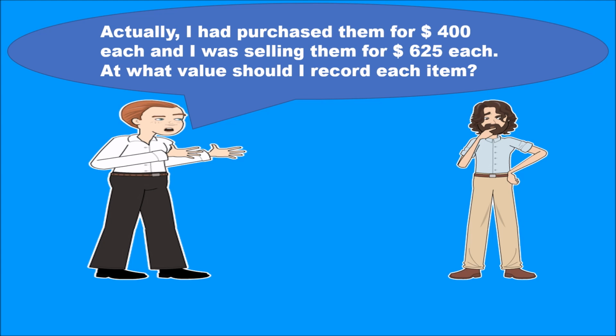So actually I had purchased them for $400 each and I was selling them for $625 each. At what value should I record each item?